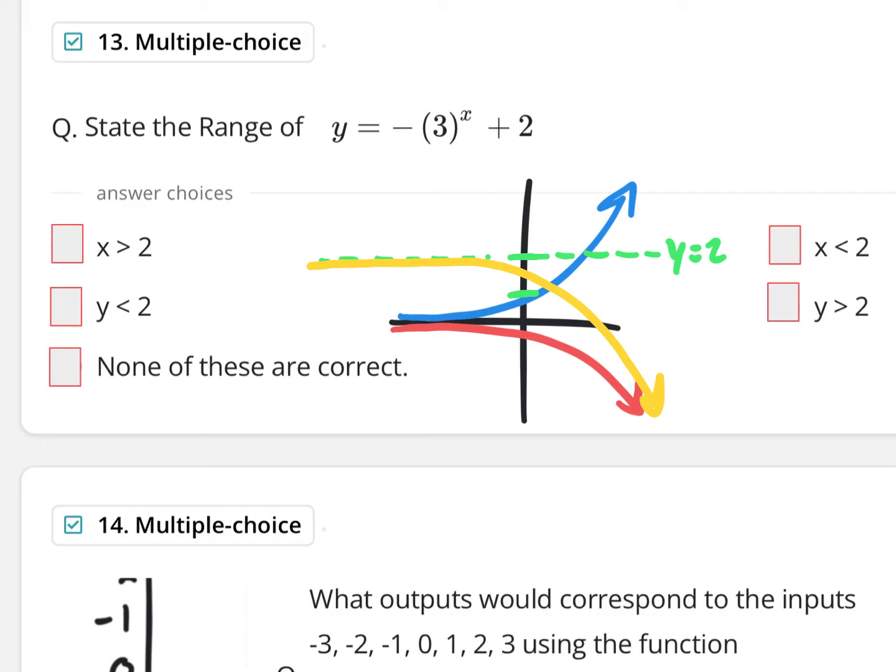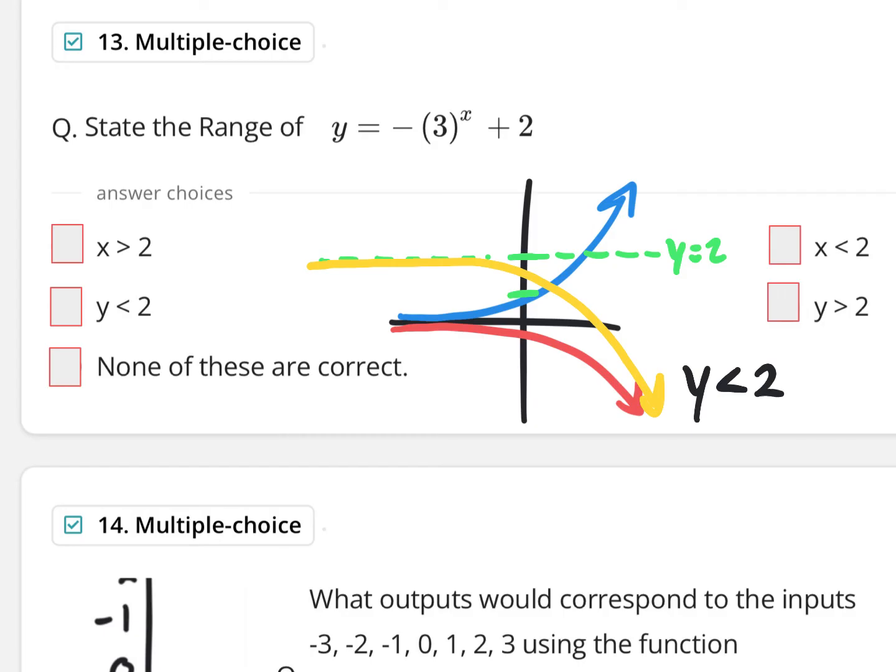So what is the range? The range is always going to, I mean, you could think of it visually like this to determine your range, because obviously now you know that the range is y is less than that asymptote value 2.